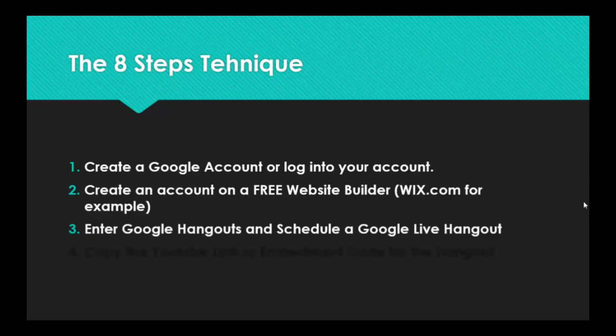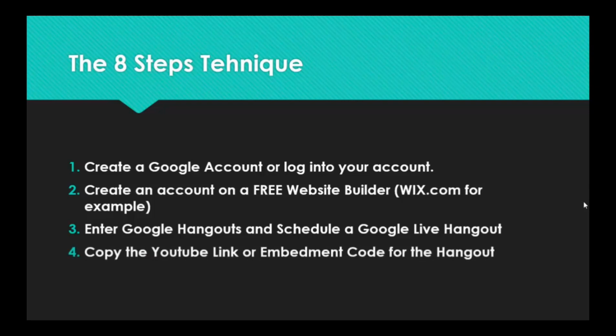Then you need to enter into your Google Hangouts account. You just type in Google Hangouts on Google while already being logged into your account. The Google Hangouts will appear. You enter Google Hangouts and you schedule a Google Live Hangout, so not a normal Google Hangout. You need to schedule a Google Live Hangout. Then you copy. You will see that you have some distribution links there, or share the Google Hangout, and you will have more options. Among these options, you will also have a YouTube link or an embed code for your Hangout.